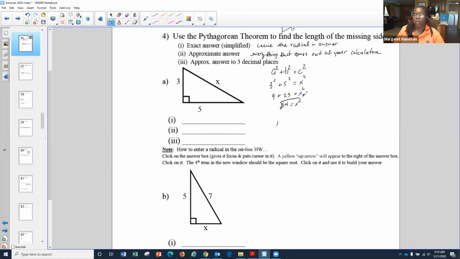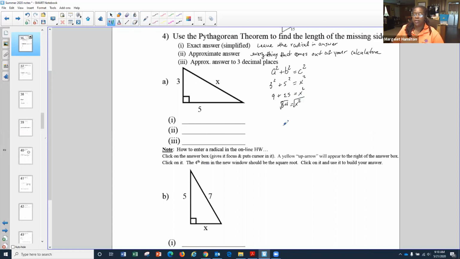Okay. Oops. I jumped the gun. Okay. Take the square root of both sides of your equal sign. If you remember, we call this the square root property.